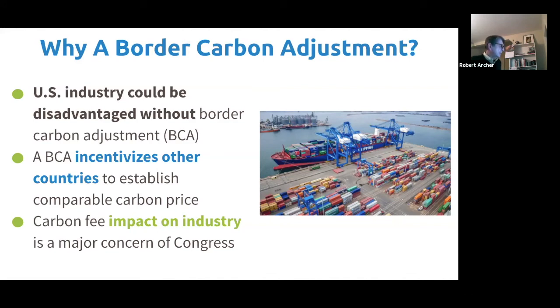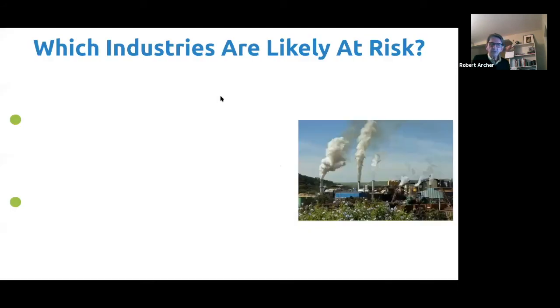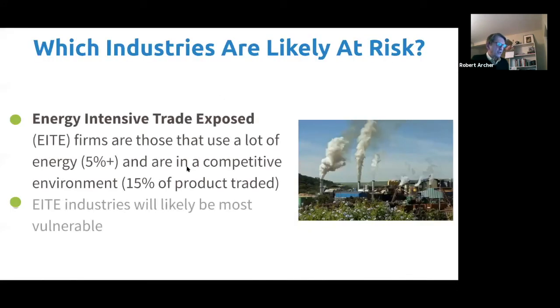So which industries are at risk? Those that are using a lot of energy and facing international competition. There's a term for industries that use a lot of fossil energy. A lot is defined as 5% or more of production cost, and are exposed to trade competition. That means 15% of their product is traded. That term is energy intensive trade exposed, EITE. Generally, there's not much harm at low carbon prices of $10 to $15 a ton.